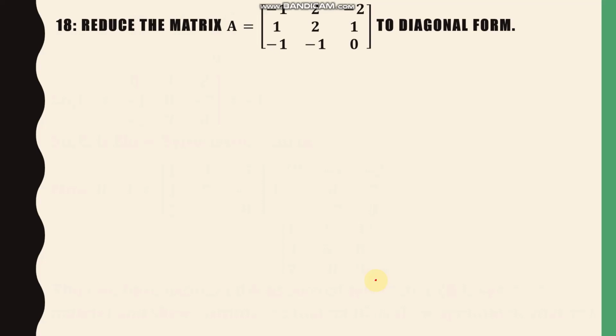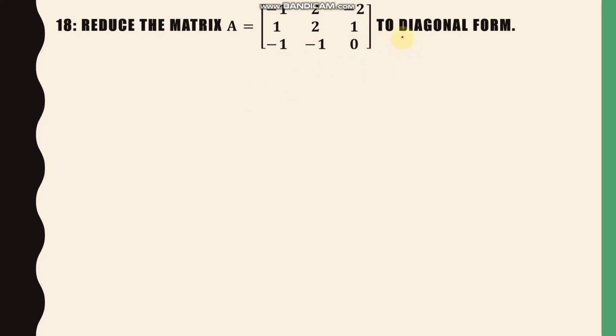Reduce the matrix A = [-1 2 -2; 1 2 1; -1 0 ...] to diagonal form. This is quite a lengthy question. So if you know the answers to the 15th, 16th and 17th questions, then don't do this question in the exam, because it will take time. If you do not know how to do the 15th, 16th and 17th questions, then you can do this question, but you have to manage your time. It's a quite lengthy question.